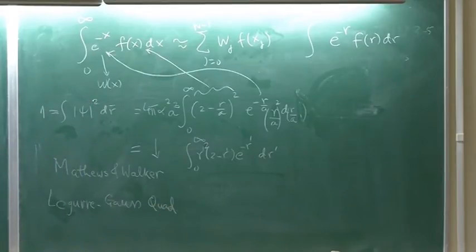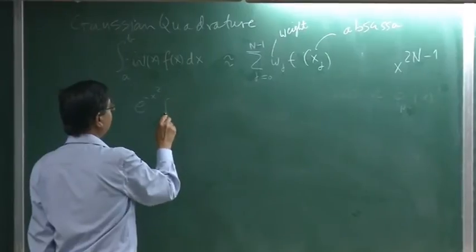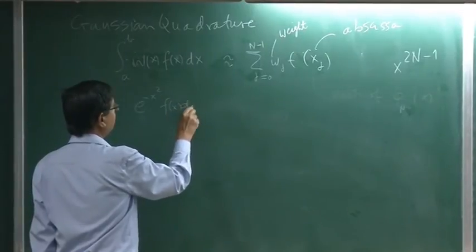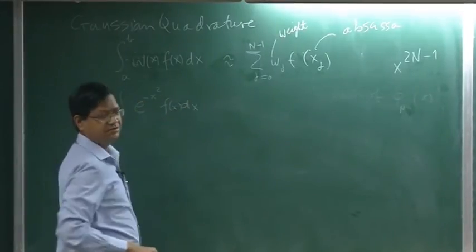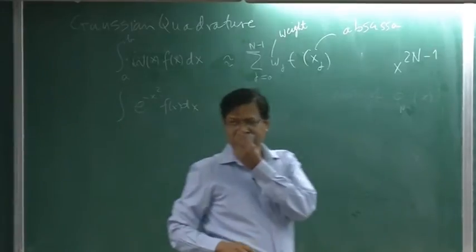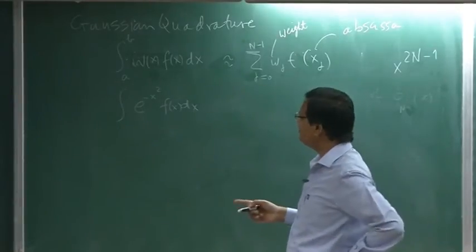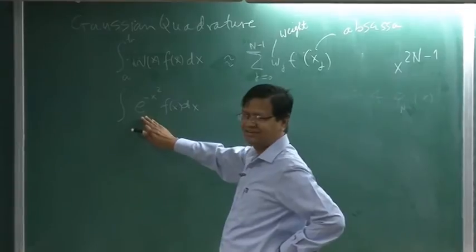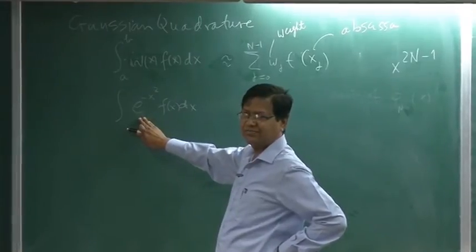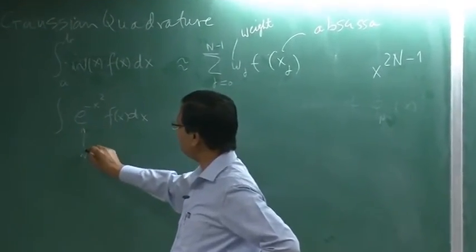So the Laguerre Gauss quadrature. Now for hydrogen atom I get the formulas of this sort. So I should choose something which has weight function like that. So this is weight function.